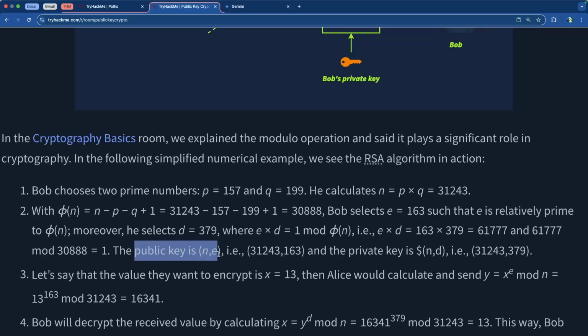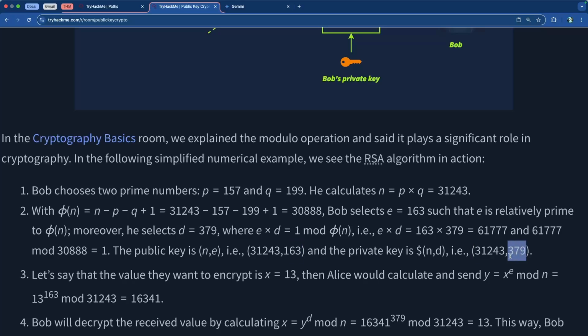The public key is N, comma, E, and an example would be 31,243, comma, 163. And the private key is N, D, which would be 31,243, 379. So which would be this version right here, 379. So the 31,243 ends up being in both of them, which is the lock, so to speak. And then the public key is the 163, and the private key is the 379, right?